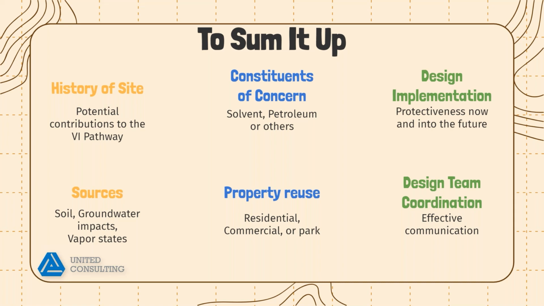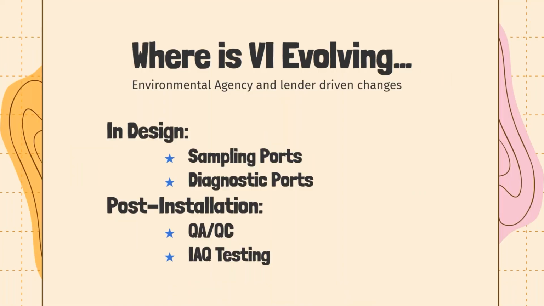And most importantly, your design team coordination. As you can see, there are multiple stakeholders involved that can interact with your system. It is important to understand where the design fits in and how it can affect other components of your development. Any number of these are needed to adequately evaluate the vapor intrusion pathway and the level of mitigation right for your development.